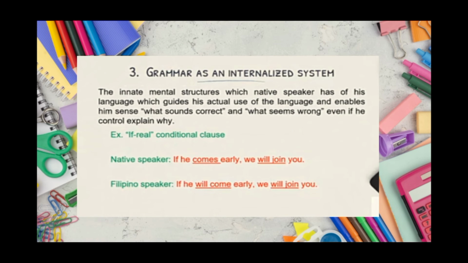Number 3, grammar as an internalized system. The innate mental structures which a native speaker has of his language, which guides his actual use of language and enables him to sense what sounds correct and what sounds wrong, even if he cannot explain why. Example, if real conditional clause, native speaker: if he comes early, he'll join you. Filipino speaker: if you will come early, we will join you.